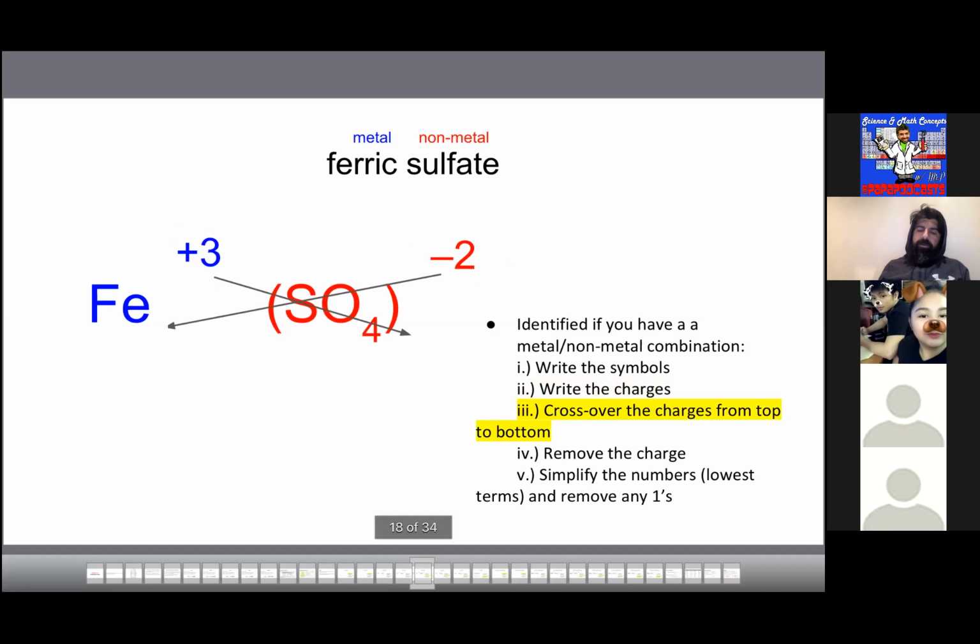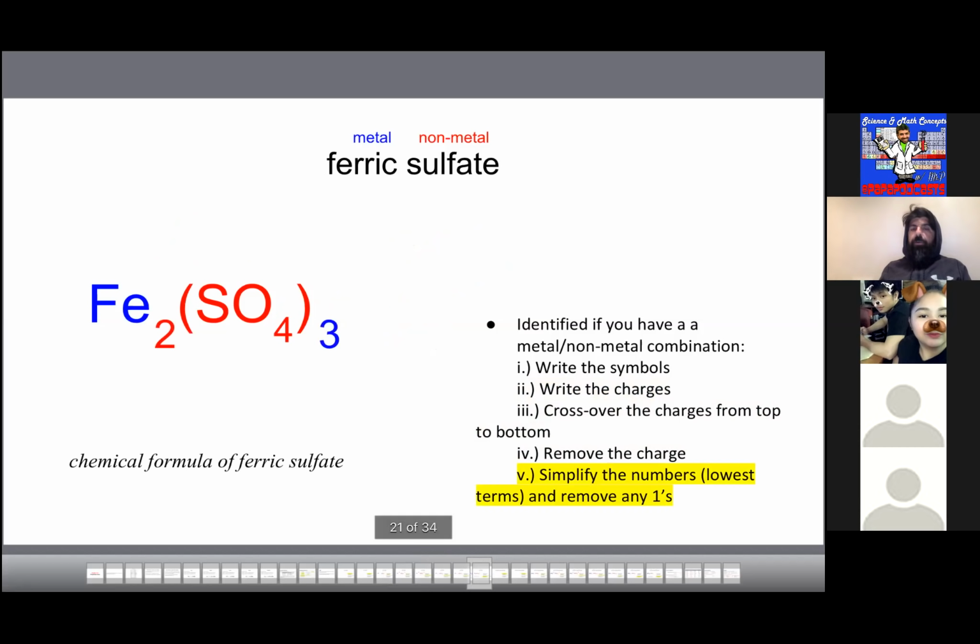Okay, so where are we? Remove the charges, simplify, which we can't, and then put the formula together. Here it is, Fe2, open brackets, SO4, close brackets, 3. And there is the formula for ferric sulfate. Another thing to notice is the ferric name. Ferric iron, which iron? The IC ending is for the higher of the two charges, plus 3.